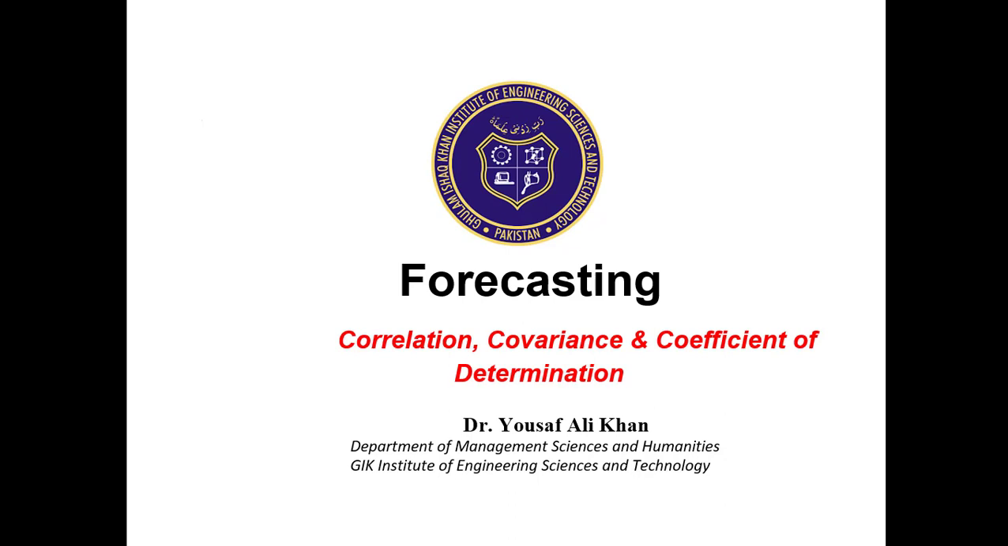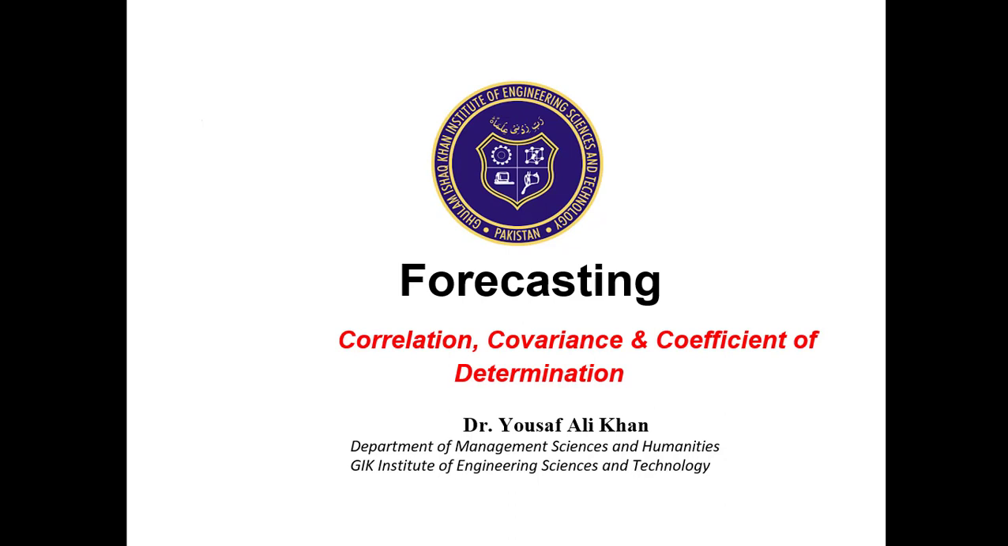So today I'm going to discuss some more indicators, some more measures, in order to check the forecasting, in order to check the relationship between the different variable data. For example, if you have two variables, then how are they reacting with one another, how are they behaving? You have heard the names correlation, covariance, and coefficient of determination.